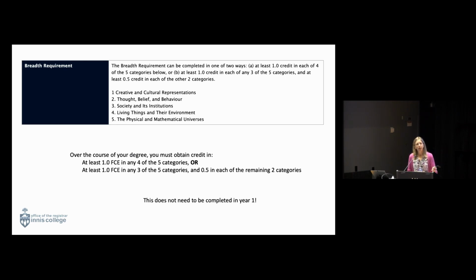Also know that courses that you take towards your program also help to satisfy your breadth requirements. So let's say you're a life science student, you'll be taking a full year of biology, you'll be taking a full year of chemistry in your first year. Well, that takes care of breadth categories 4 and 5 without even thinking about it. You're already 50% of the way there.